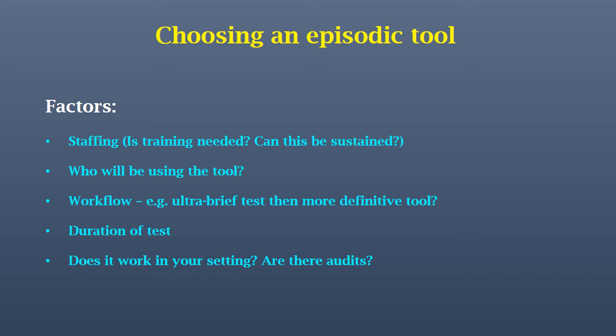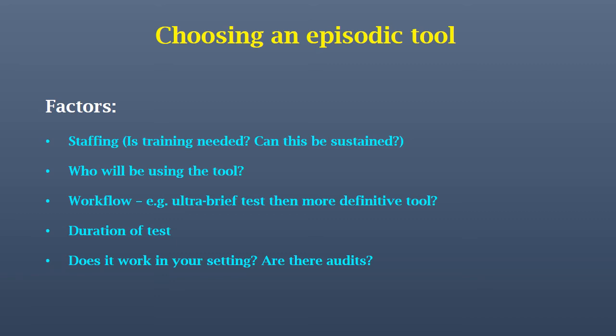So going back to a more general discussion now, if you're thinking about choosing an episodic tool, these are some of the factors that you might consider. So many systems can train their staff and use tools that require training and sustain that and have good performance, but not all systems have that. You have to think about what staff are going to be using the tool and whether they are in a position to use it effectively and well.